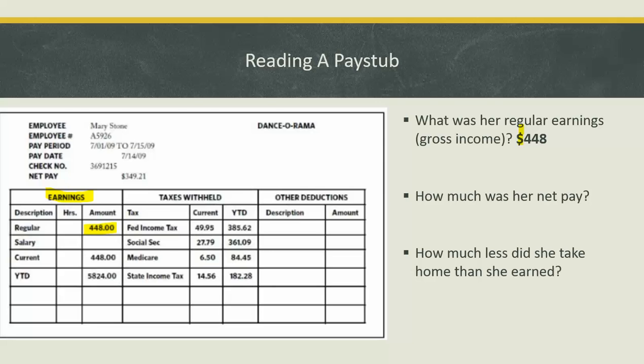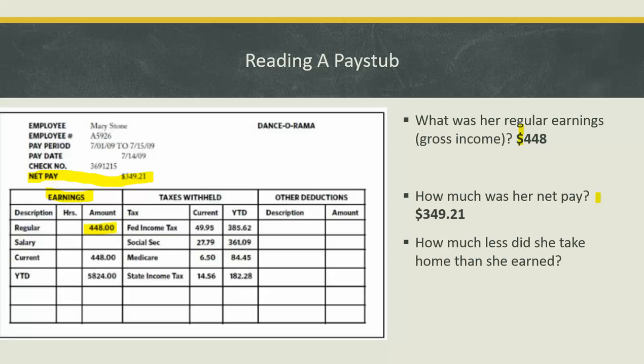Now we can find her net pay. In this case, they labeled net pay towards the top. On a check, it would be the amount that the check is actually written out for. So here, her net pay was $349.21. As you noticed, her net pay is smaller than her gross income.